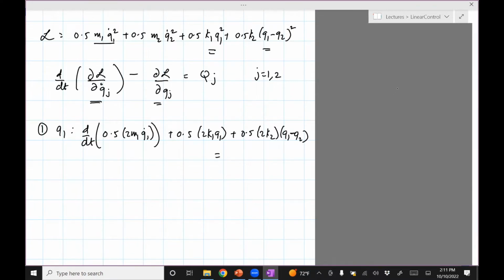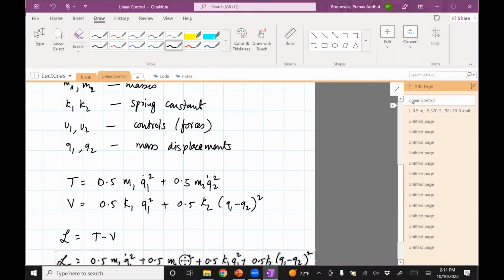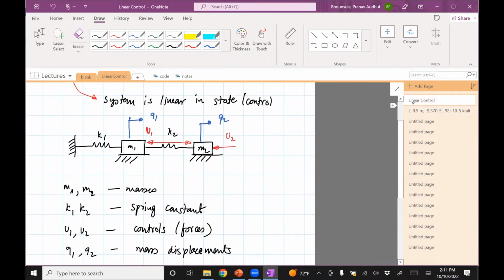And this should all be equal to the external forces or non-conservative forces. We can see from this figure that the net force for mass M1 is U1, but the direction of U1 is to the left. And our convention is right side is positive, that's the direction of Q1. So I'll have to put a negative U1.